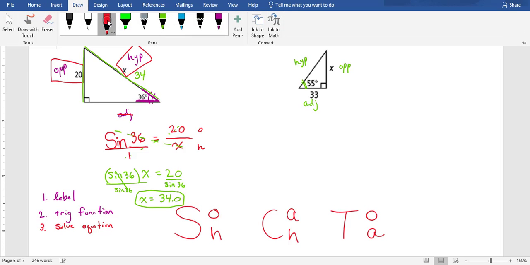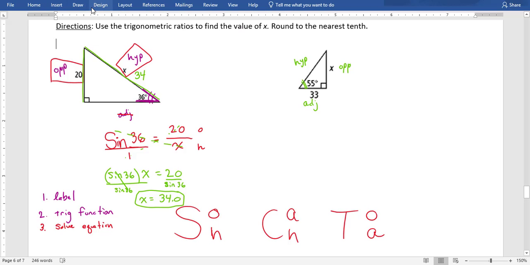The way I like to decide a lot of times is just figure out which of the sides you don't need. We don't need hypotenuse in this example. The opposite has an x next to it. The adjacent has a 33 next to it. We're going to use opposite and adjacent. Which trig function uses opposite and adjacent? Tangent. So we're going to say tangent of our angle, 55, equals opposite, x, over adjacent, 33.